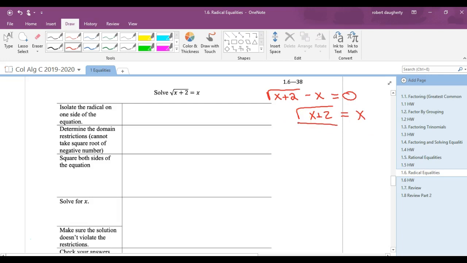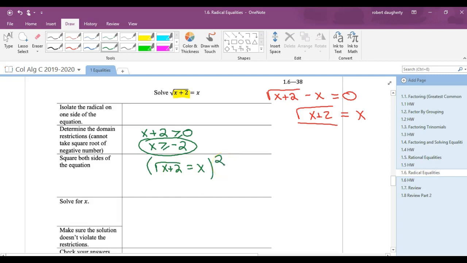To find the restriction, you look under the square root, and what does x plus 2 have to be? It can't be what? It can't be negative, okay? So x plus 2 has to be greater than or equal to 0. That means that x has to be greater than or equal to what? Negative 2.